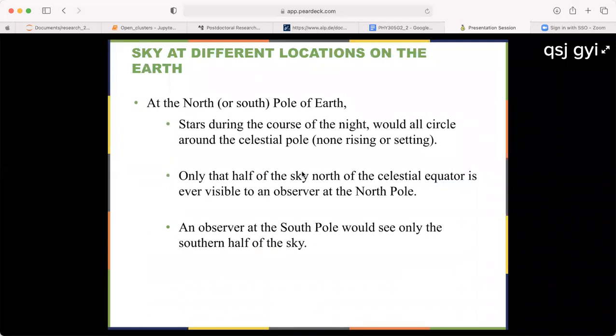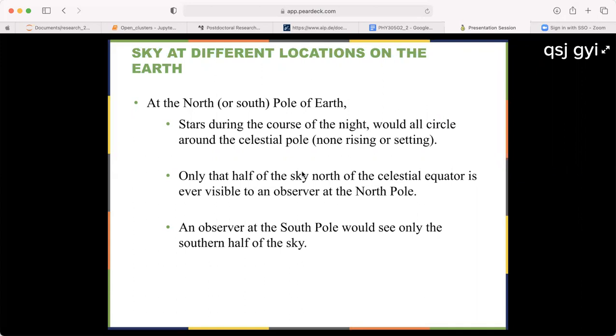Now let's see how the sky works. I have mentioned that the motion of the objects on the celestial sphere will be different for different latitudes. Now let's see how it works. If you take a position on the north or south pole of the Earth, let's see how the motion of the stars looks for a person who is located on the north celestial pole or the south celestial pole.